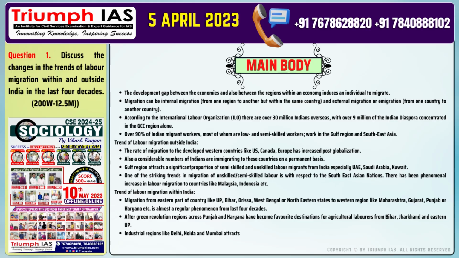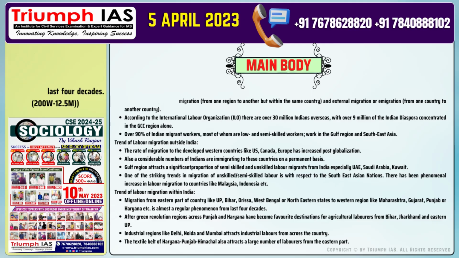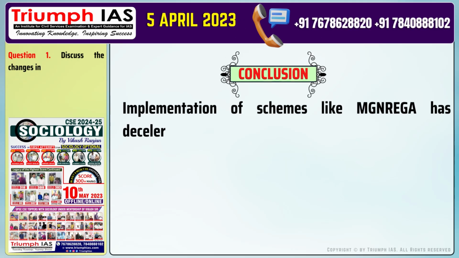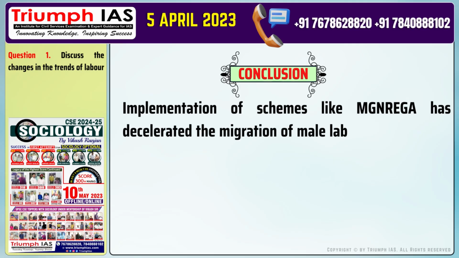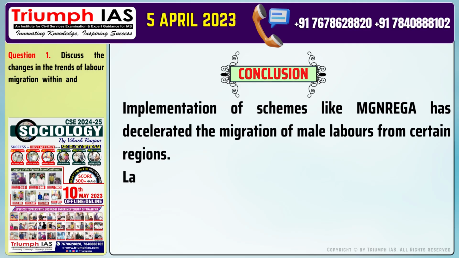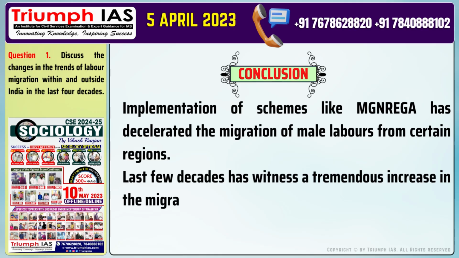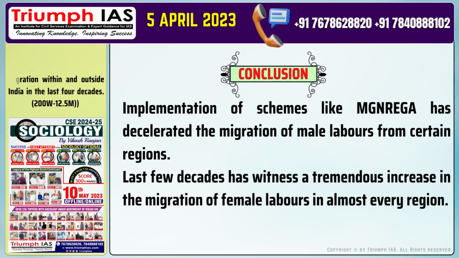Industrial regions like Delhi, Noida and Mumbai attract industrial laborers from across the country. Number 4. The textile belt of Haryana, Punjab, Himachal also attracts a large number of laborers from the eastern part. Conclusion of the answer is: implementation of schemes like MGNREGA has decelerated the migration of male laborers from certain regions. Last few decades have witnessed a tremendous increase in the migration of female laborers in almost every region.